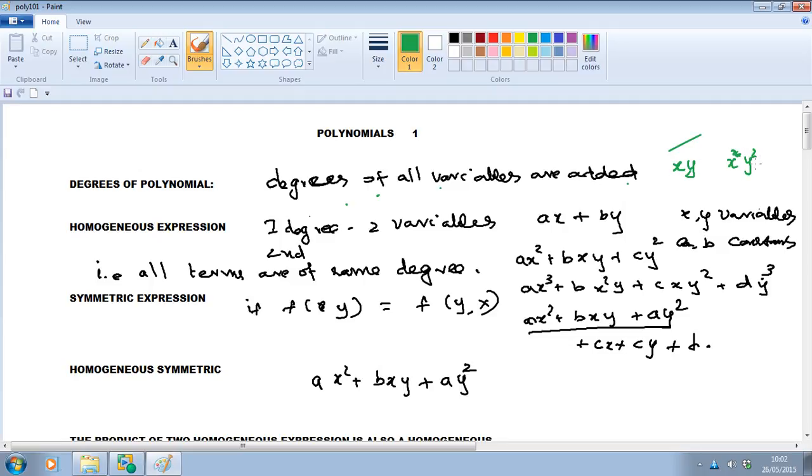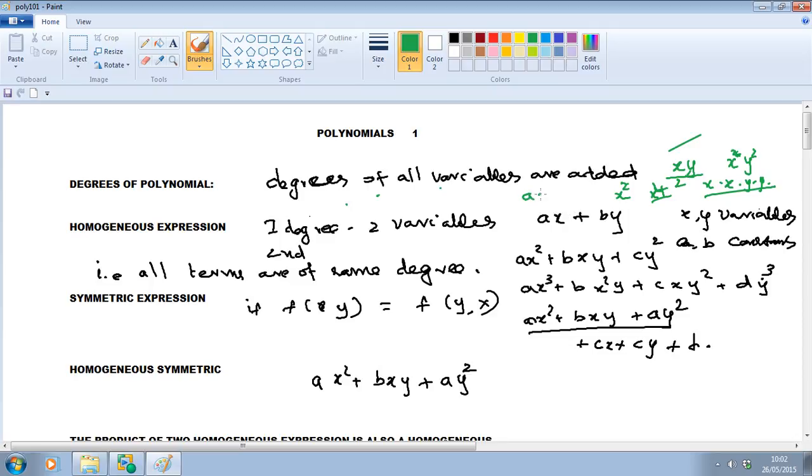Why? How do we write this? x multiplied by x multiplied by y multiplied by y. So there are 4 degrees in this. This is a fourth degree polynomial. xy is a second degree polynomial. If x to the power of 2, it's second degree. x to the power of 4 is a fourth degree polynomial.